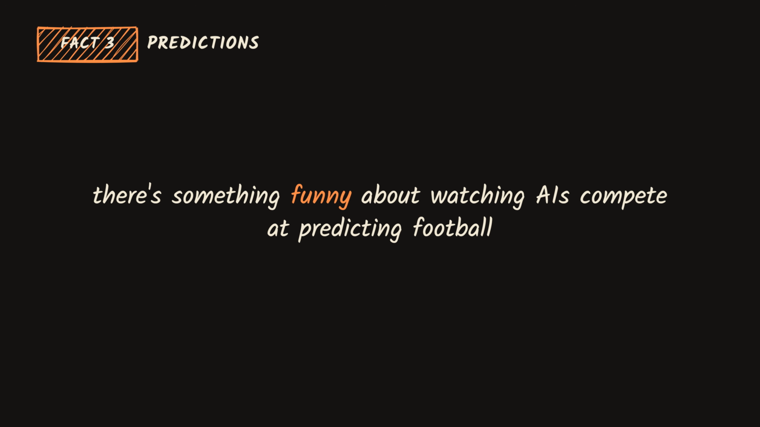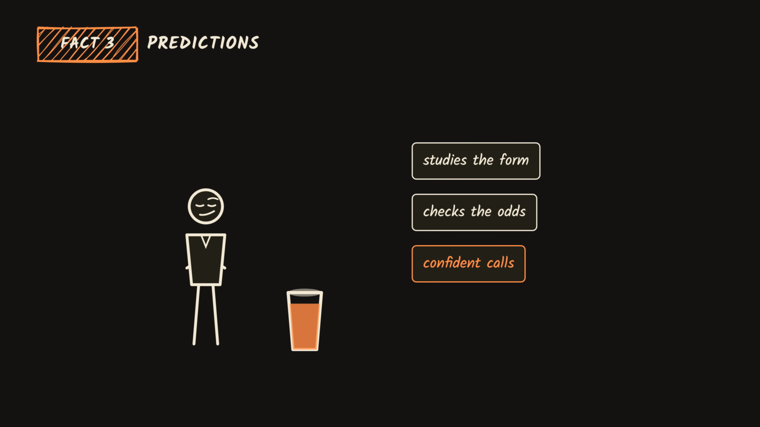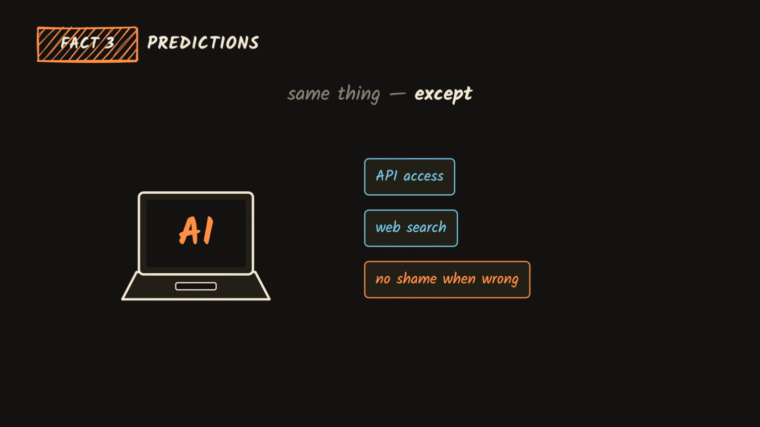There's something funny about watching AIs compete at predicting football. They're basically doing what every guy in a pub does: studying the form, checking the odds, making confident calls. Except they have API access and web search, and none of the shame when they get it wrong.